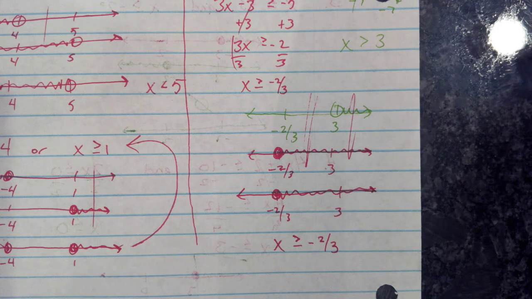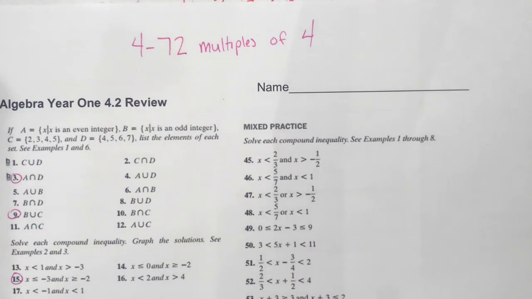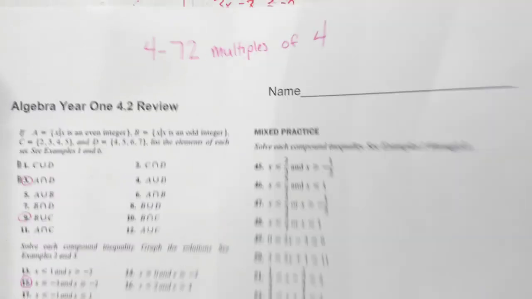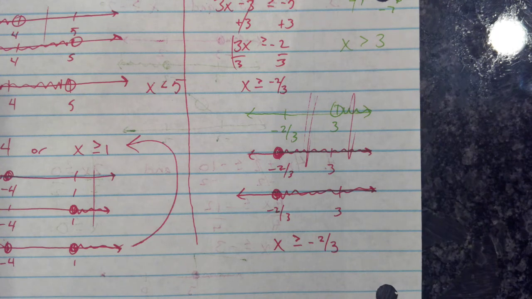So let me know if you need any help with any of these problems as you're working through. By the way, on the review sheet, you're going to be doing problems 4 through 72, the multiples of 4. So 4, 8, 12, 16, 20, and so on. Let me know if you need any help with anything. Again, I'll post the answers tomorrow, and you can ask any questions you need to.